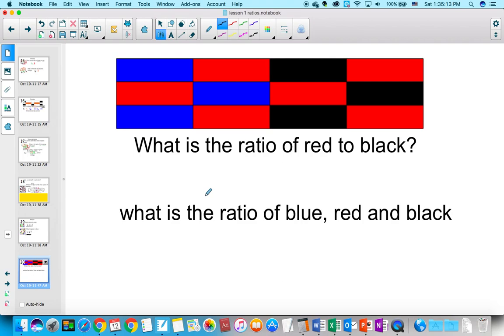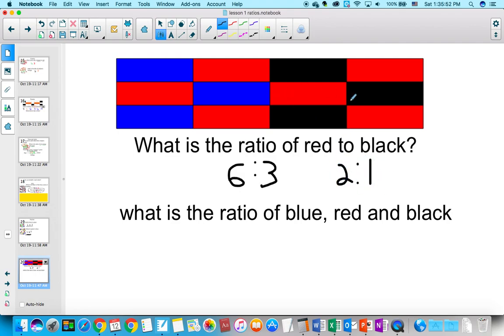So what is the ratio of red to black? Okay, we have red, 1, 2, 3, 4, 5, 6. We have 6 reds, and the ratio is red to black, so we count the blacks, 1, 2, 3, and we go 3, right? So we have the ratio of 6 to 3. Can I simplify this? Yes. I can divide both by 3. So I divide 6 by 3, which gives me 2, and I can divide 3 by 3, which gives me 1. So I have a 2 to 1 ratio. What this is saying is, for every 2 reds, I have 1 black.